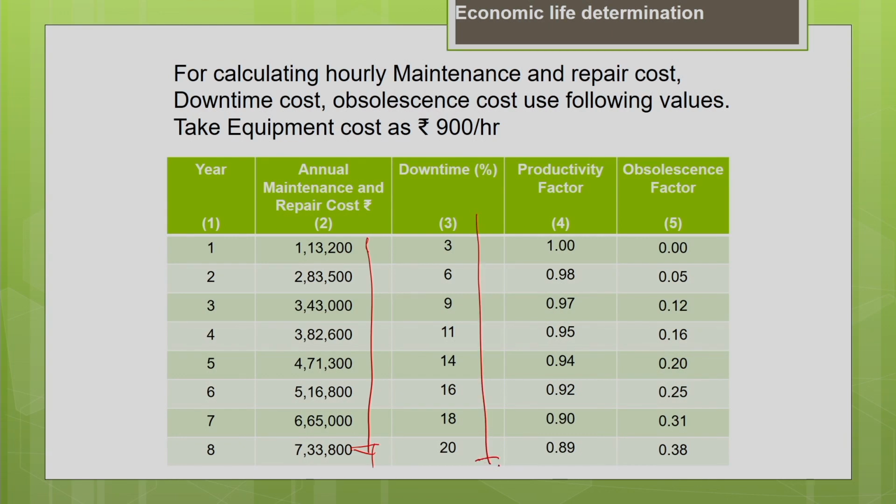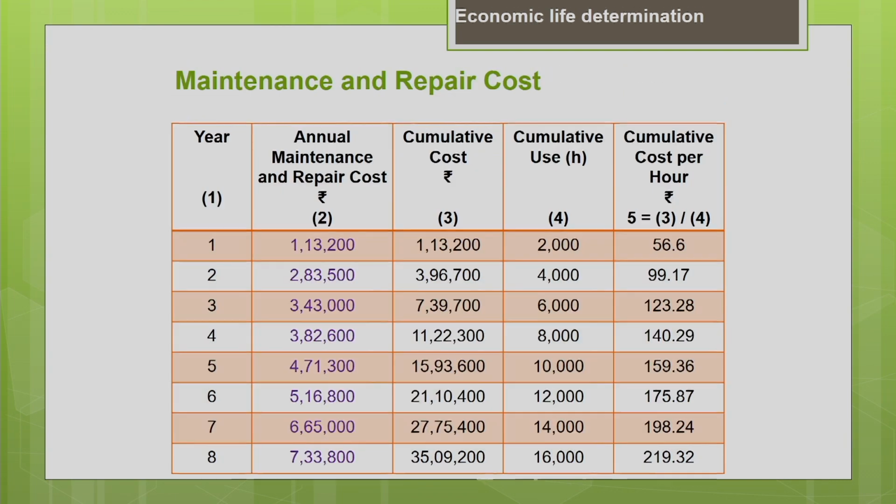Downtime cost is also given, it is increasing with the age of the machine. The productivity loss is increasing. There is a loss in productivity with age of the machine, and the obsolescence factor is increasing with the age of the machine. Let us calculate all these costs in the upcoming slides. The first one we are going to calculate is your maintenance and the repair cost.